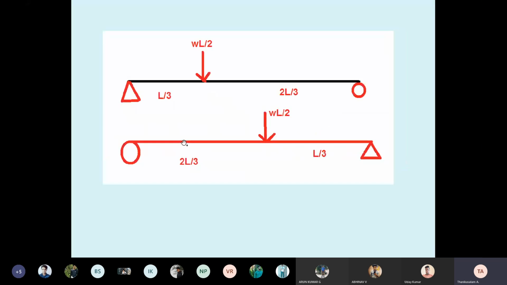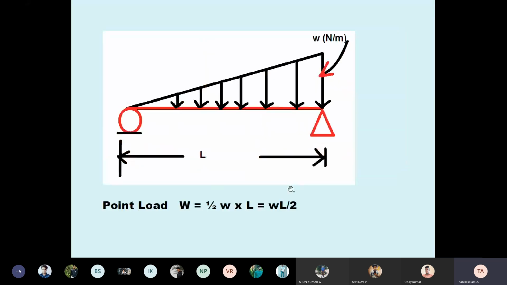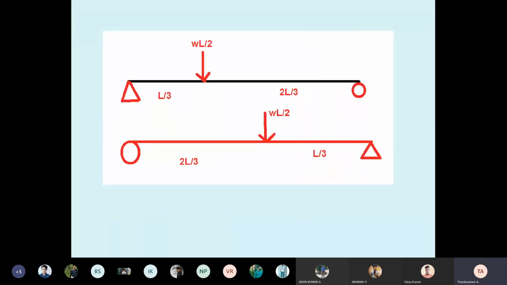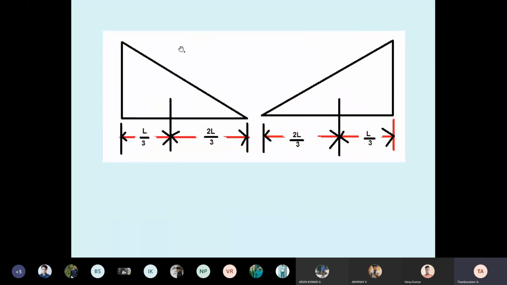So we converted the point load. How did we convert it? We consider this uniformly varying load as a triangle. So the point load equals the triangle area, half into base into height, so half into L into W. Therefore the point load is small w L divided by 2. Where is it acting? At the center of the triangle. What is the center? This is a formula. In this orientation, the center is L by 3 distance from the left side, and the balance is 2L by 3. So I marked it here.